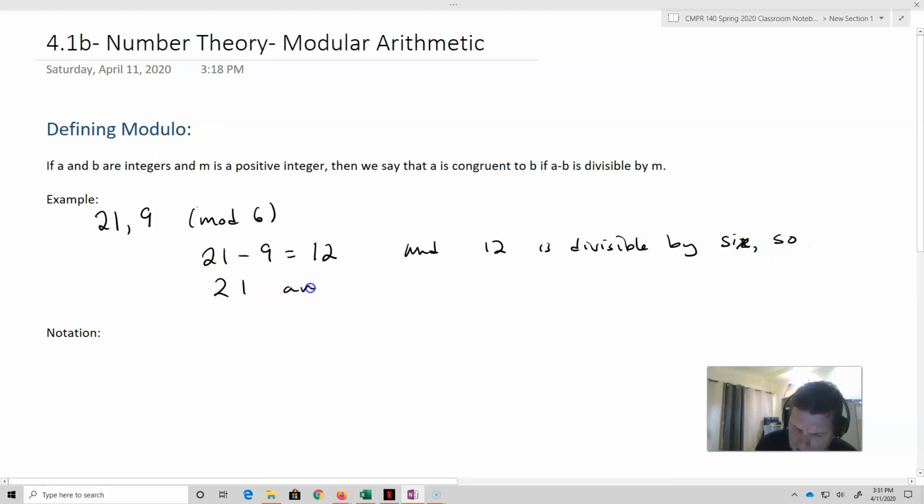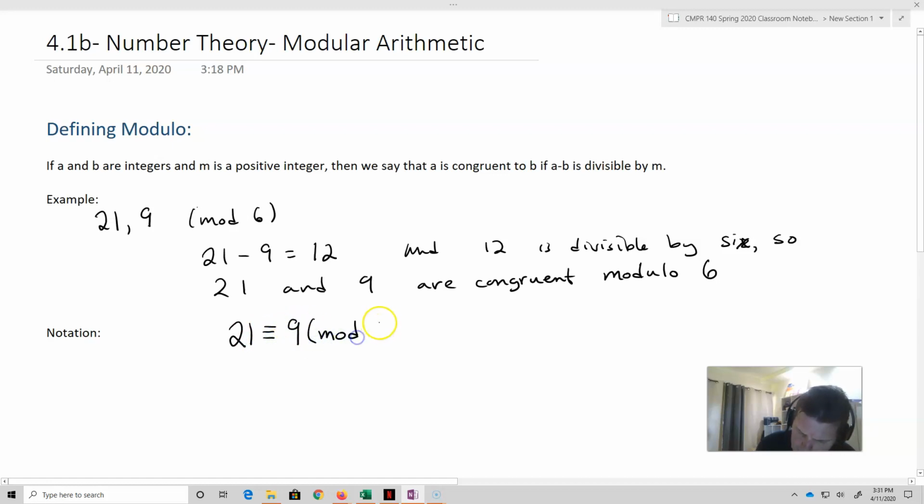So 21 and 9 are congruent modulo 6. And how we write that is we write 21, and we have these three little lines, 21 congruent 9 modulo 6. So those two numbers are in fact congruent to one another. All right, we could look at another one.